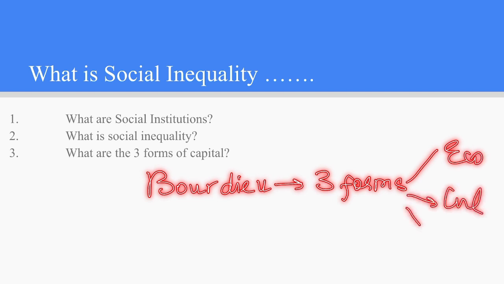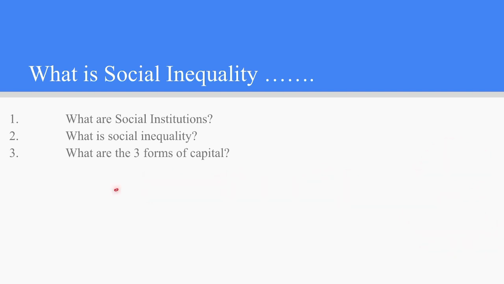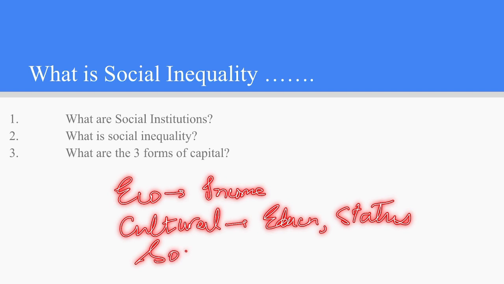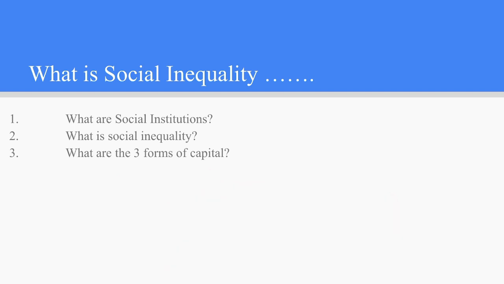When we say economic capital, we are talking about material assets and income. When we're talking about cultural capital, we're talking about educational qualifications and status. And third, when we're talking about social capital, we're talking about the network of contacts and social associations. Now remember, these three forms of capital overlap with each other and they can be converted into one another.